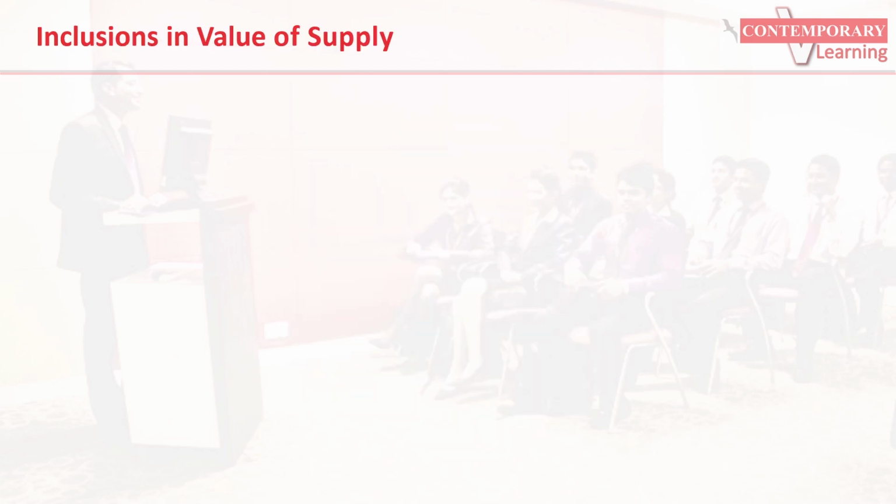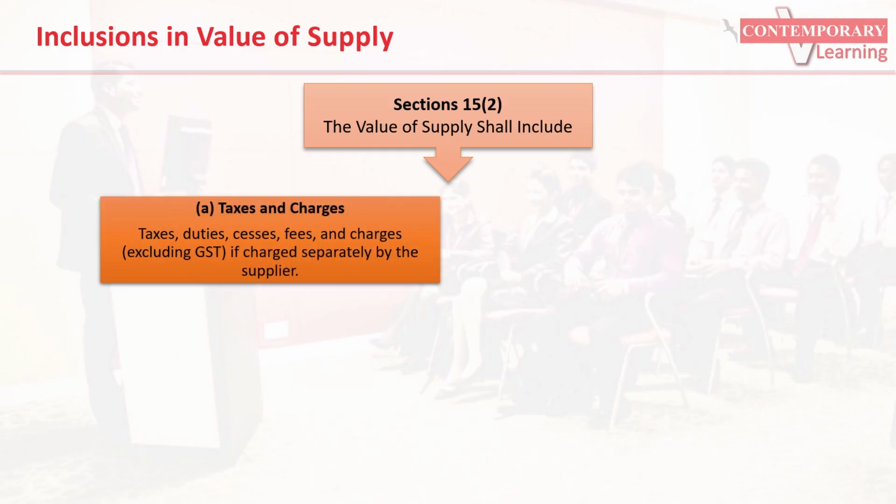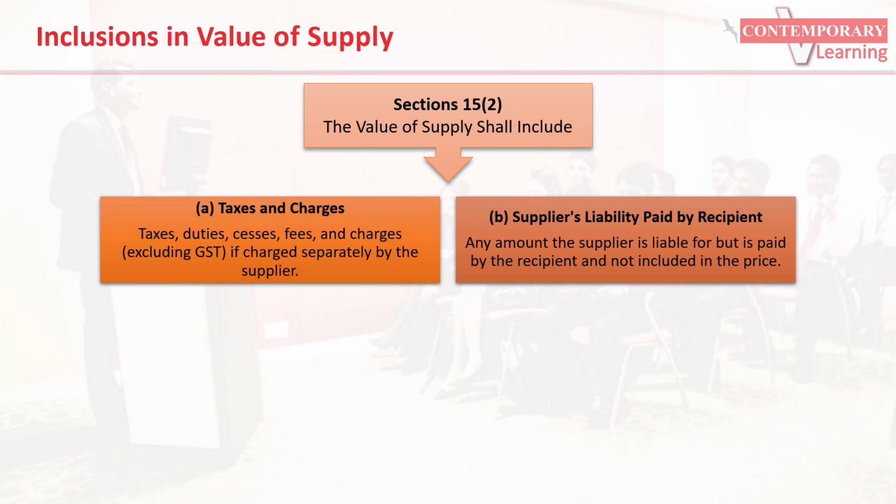Now let's understand what needs to be included in the value of supply according to section 15(2). There are five main categories of inclusions. First, taxes and charges. Any taxes, duties, cesses, fees, and charges excluding GST, if charged separately by the supplier, must be included. Second, supplier's liability paid by recipient. If there's any amount the supplier is liable for, but the recipient pays it and it's not included in the price, this gets added to the value.